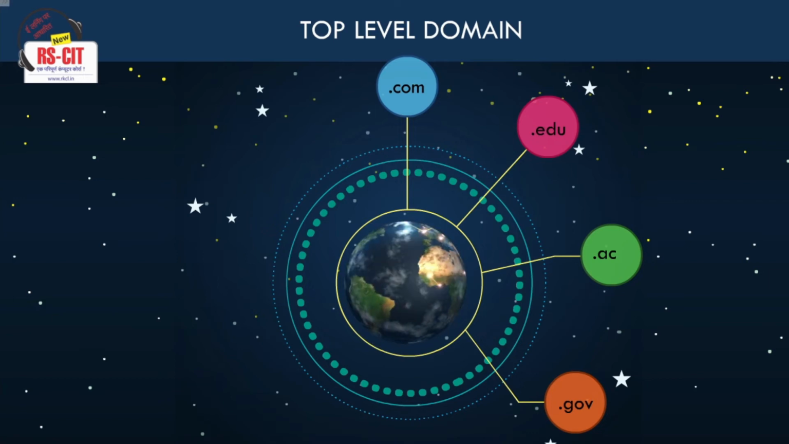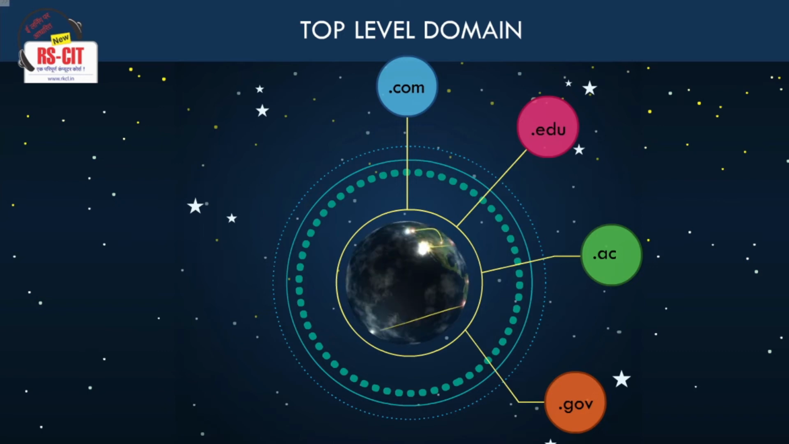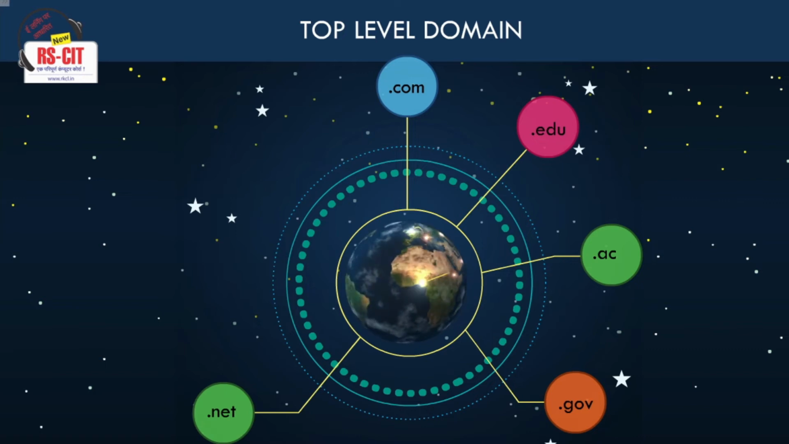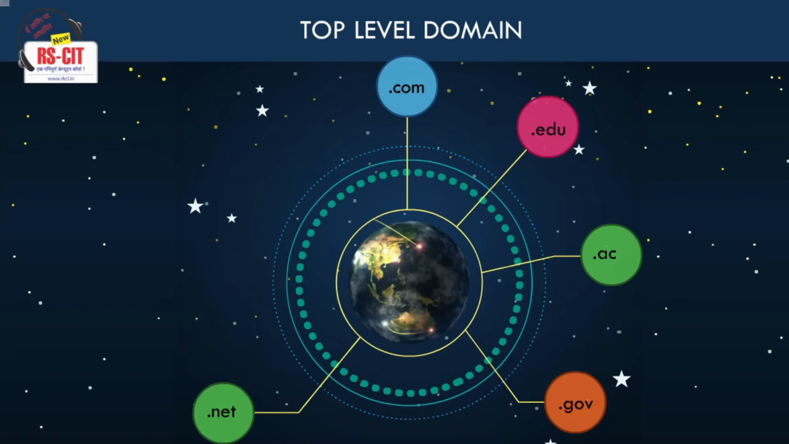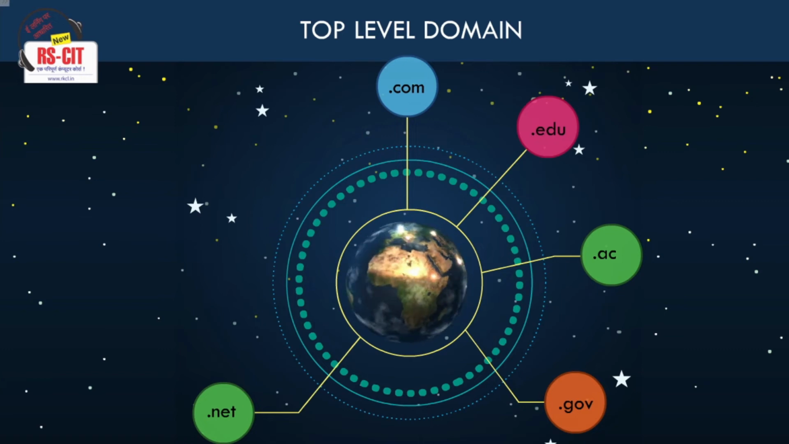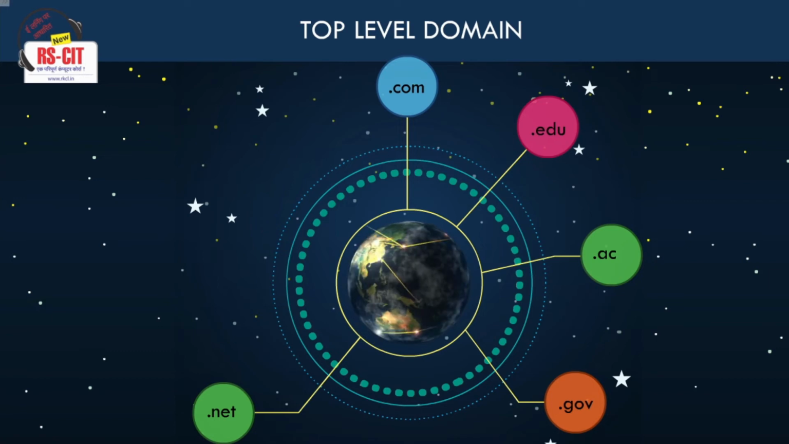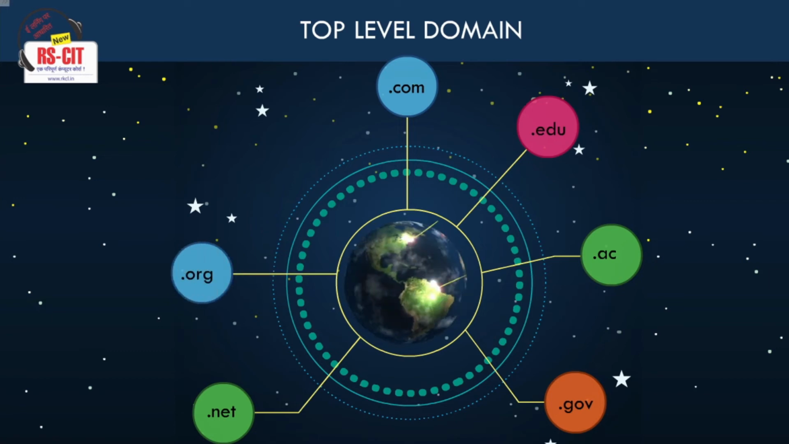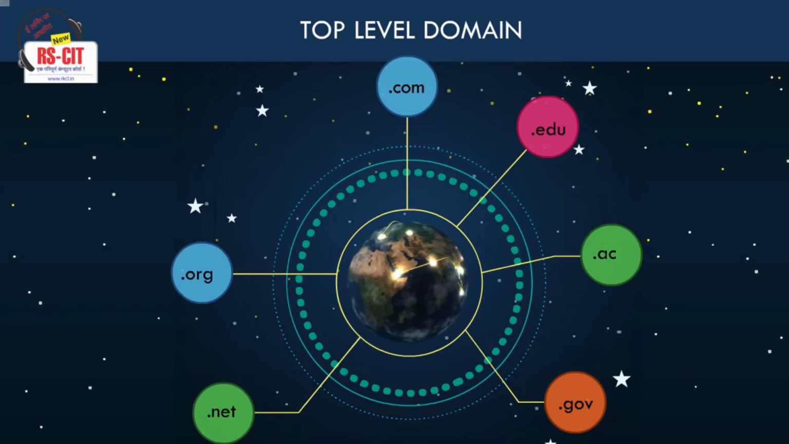Example: https://rajasthan.gov.in. Top-level domain .net. Original intended use: networking organizations or ISPs. Example: www.slideshare.net. Top-level domain .org. Original intended use: non-profit organizations.